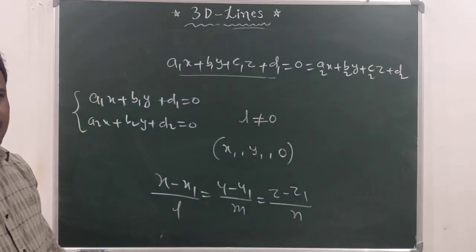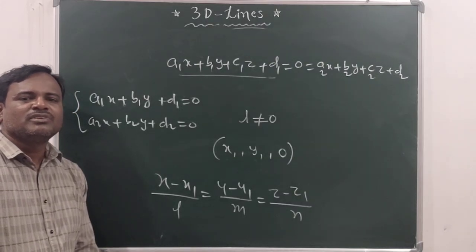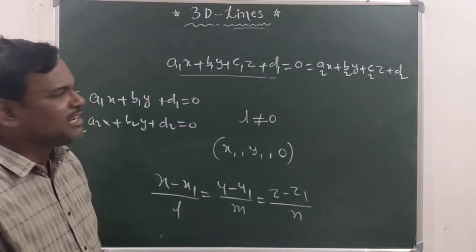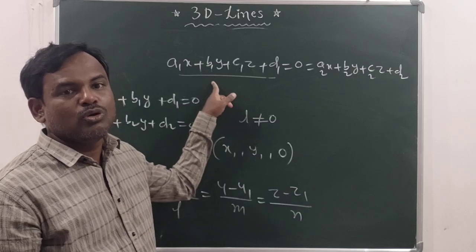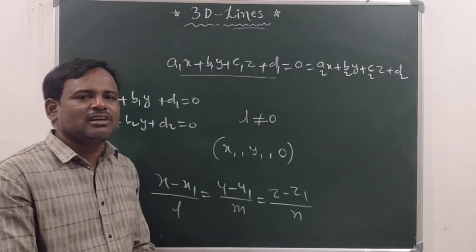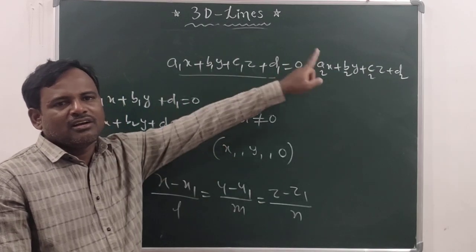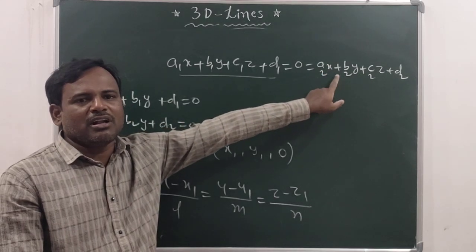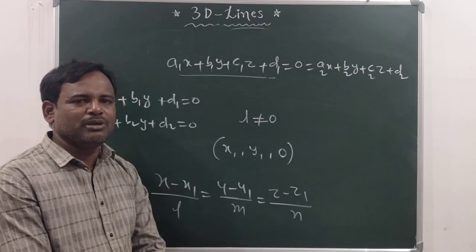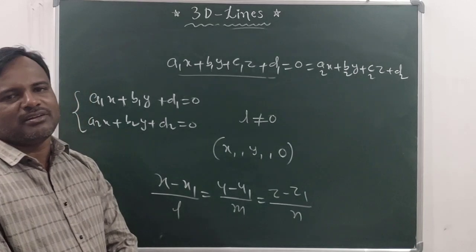Okay students, very easy, no confusion. First we have to assume DRs of that line as L, M, N, and that line and this plane normal both are perpendicular. Hence we got that condition A1L plus B1M plus C1N equal to 0, and that line and normal of this plane both are perpendicular to each other. Hence I got A2L plus B2M plus C2N equal to 0. I solved both of them, so that I got LMN.